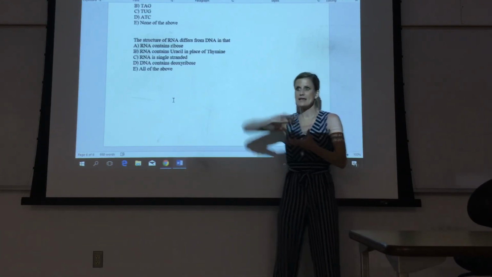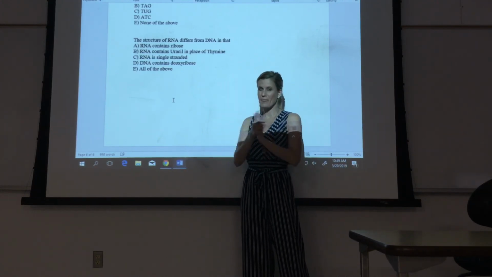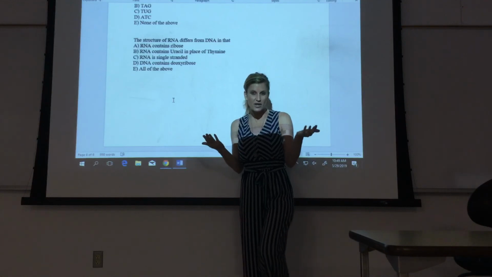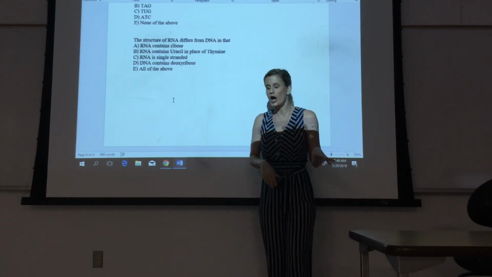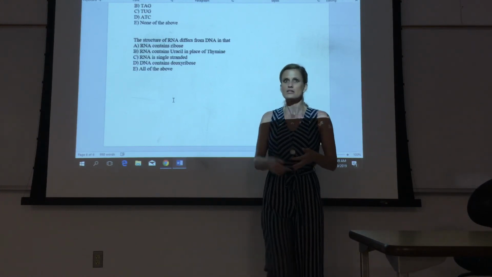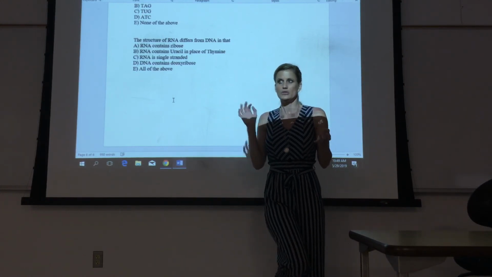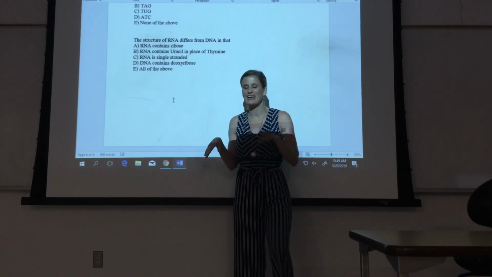Structure, remember DNA is this twisted double helix, like a ladder that we twist. The sugars are different, right? DNA has deoxyribose, RNA has ribose as the sugar. And then we just talked about thymine and uracil. DNA has thymine, RNA has uracil.